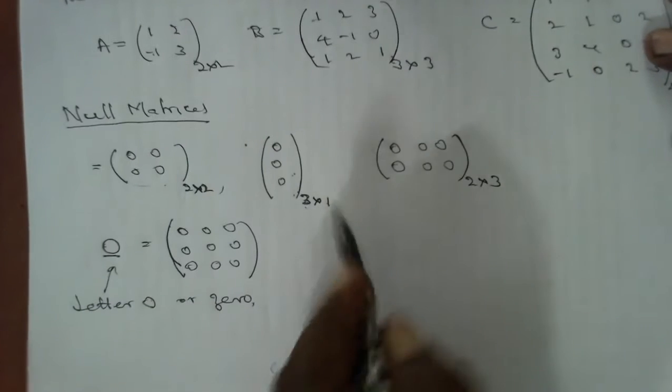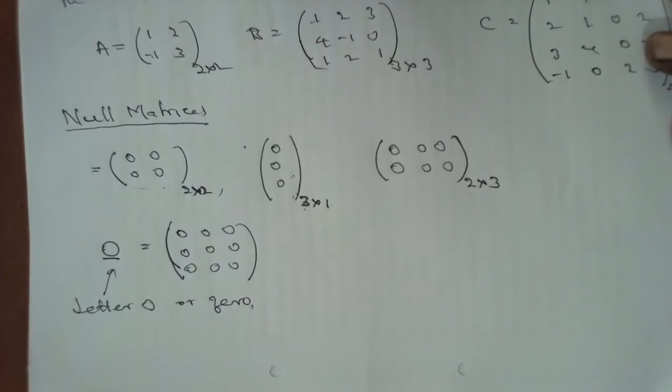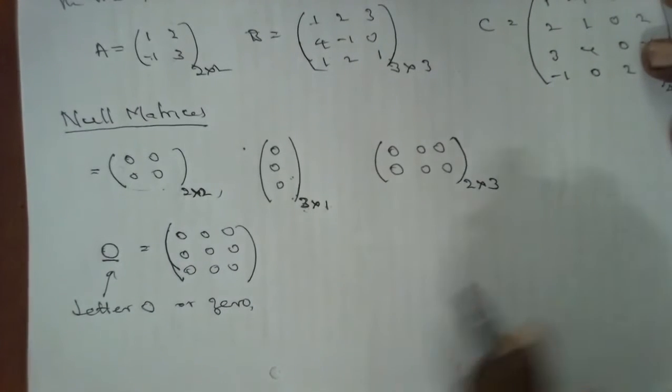Then for matrices, if you take any matrix, now you know what you mean by a square matrix or a null matrix, and secondly, the unit matrix. What do you mean by a unit matrix?